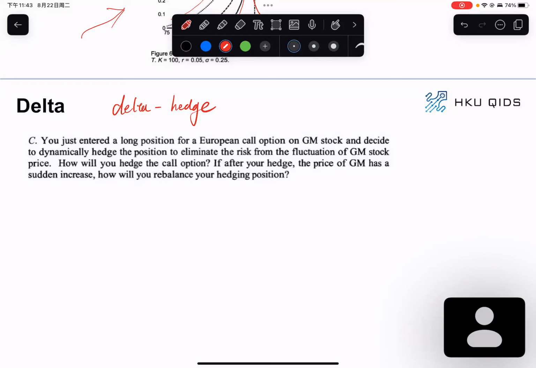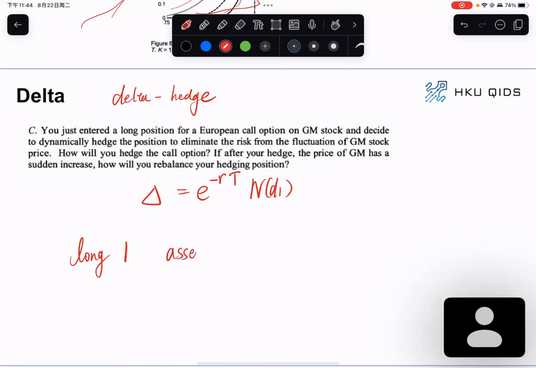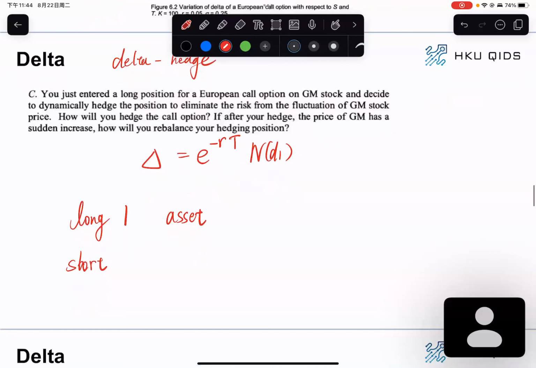So we already know that delta is going to be this. Sorry, I don't know what's wrong with my pen. Okay, that's cool. We already know the delta is just e to the negative r tau times N(d1), right? Then we can basically long one unit of the asset, and then short 1 over e to the negative r tau times N(d1), because this value is usually within 0 to 1.